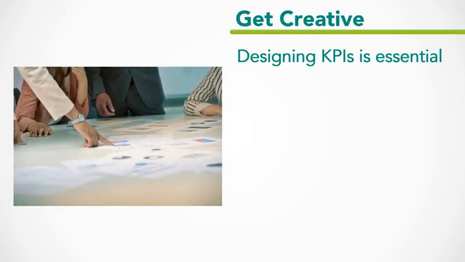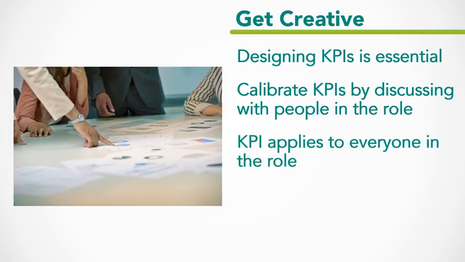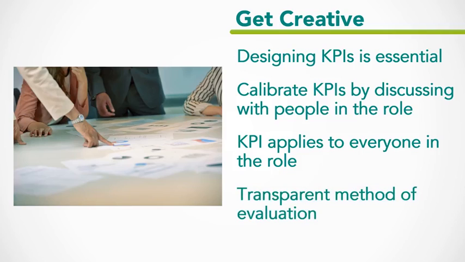Then what we want to do is make sure that we've calibrated what we identify as key performance indicators with the people in the role so that it makes sense to them and they understand that regardless of who's in the role, these are the key performance indicators we're going to be looking at, okay? And there has to be, as much as possible, a transparent method of evaluating these key performance indicators so that not only do you have access to how well an employee is doing measured against these KPIs, but the employee knows how well they're doing measured against these KPIs.